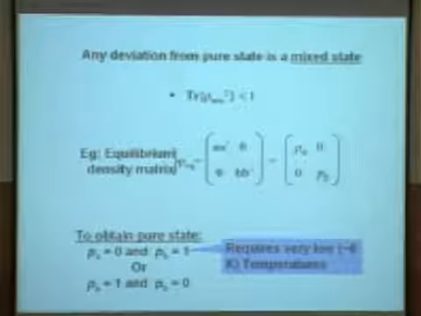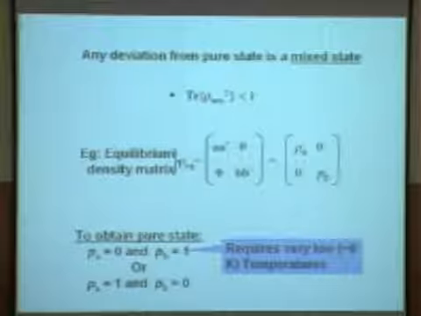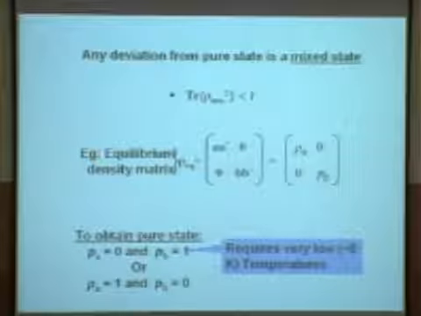To obtain a pure state in this equilibrium system, what we will have to do is channel all the population into one of the states, so that all others are 0 except 1. In this case, trace rho squared will become equal to 1. Okay? All right?